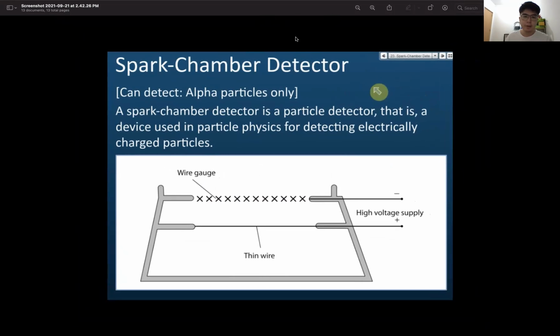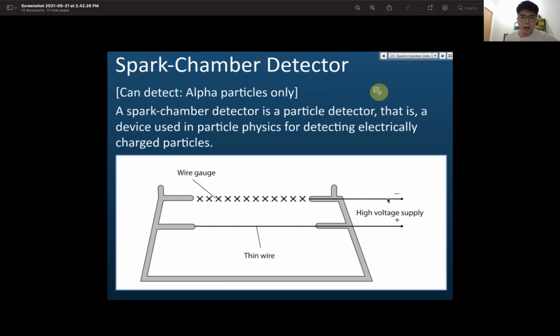Now again, GM tube to detect radioactivity. Cloud chamber, you can tell what is the radiation. And for spark chamber, only detect alpha. So this is the diagram, very simple arrangement. Basically, you have two terminals. One is the negative, one is the positive terminal. This thin wire is the positive terminal. And then you have the wire gauge, the negative terminal. And both are connected to a very high voltage supply.